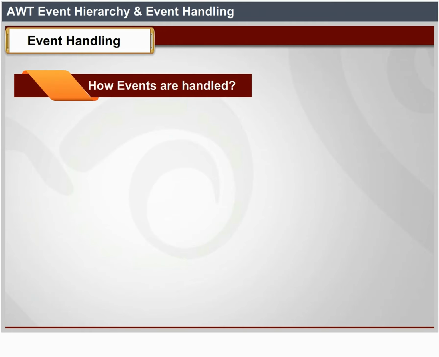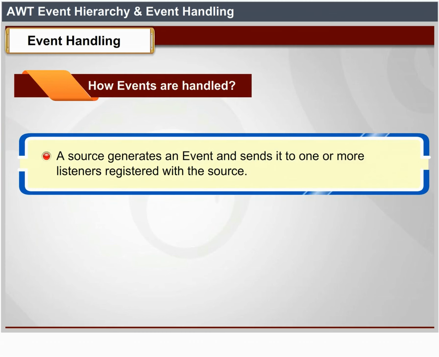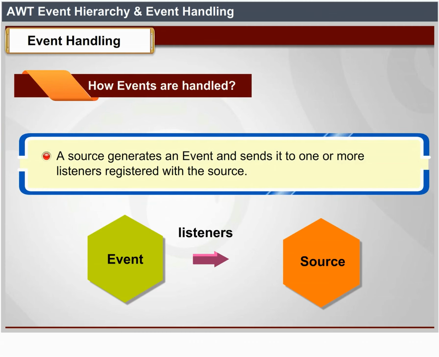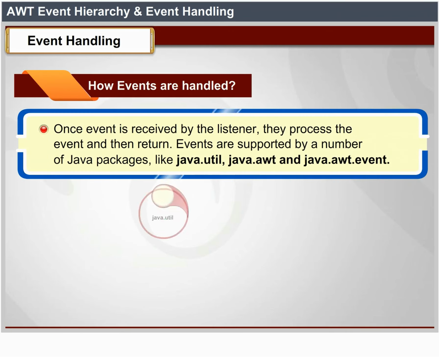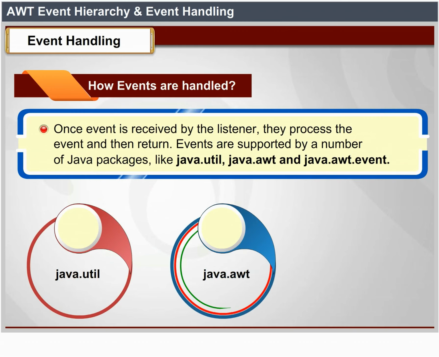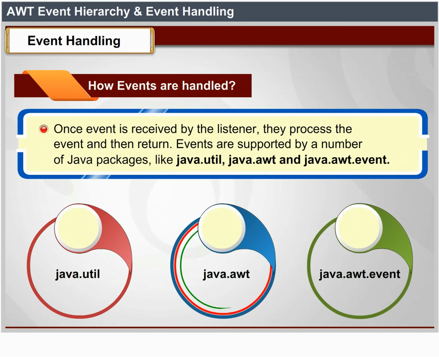How events are handled. A source generates an event and sends it to one or more listeners registered with the source. Once the event is received by the listener, it processes the event and then returns. Events are supported by a number of Java packages like java.util, java.awt and java.awt.event.